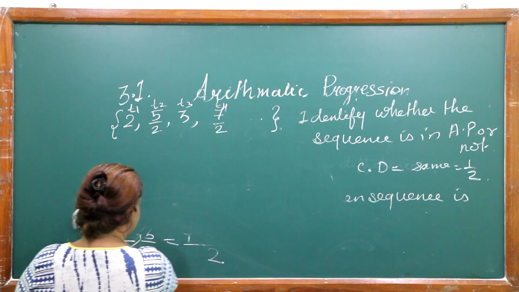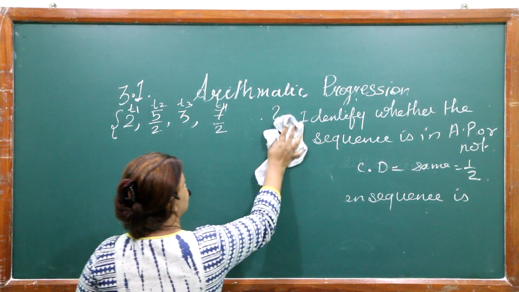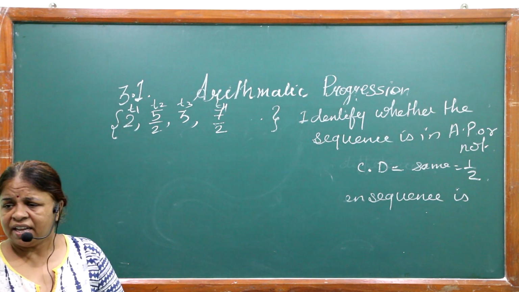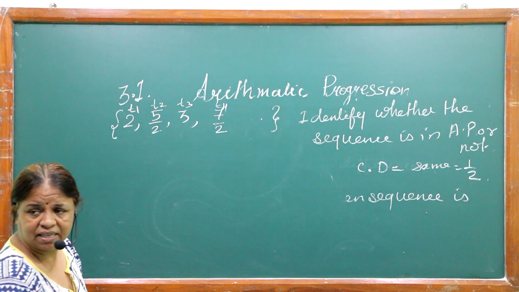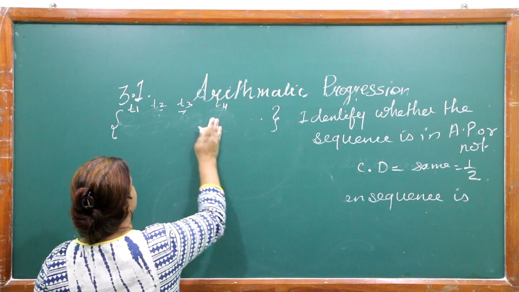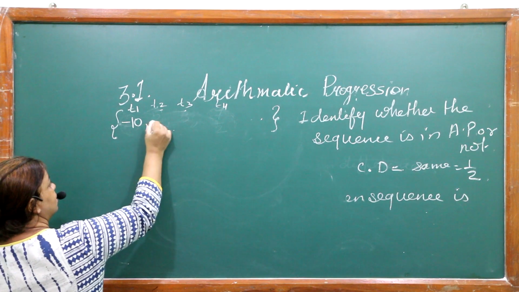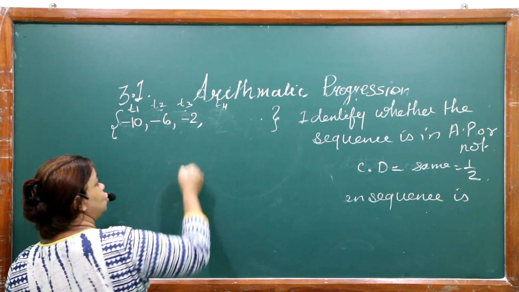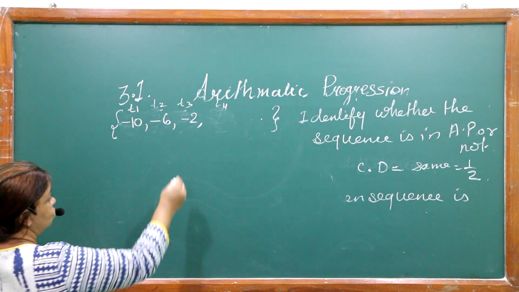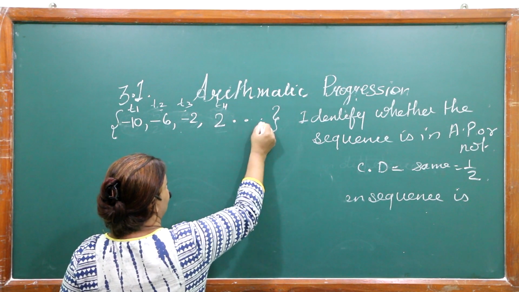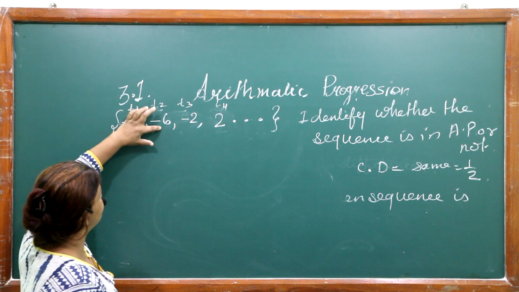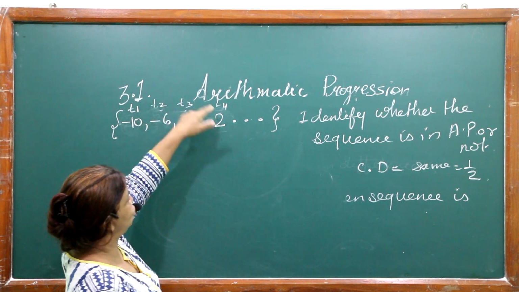Now the next sum. Today I'll be finishing one exercise. The next sum is minus 10, minus 6, minus 2. Let me write it here. Minus 10, minus 6, minus 2, then 2 and so on. Again, term 1 is minus 10, term 2 is minus 6, term 3 is minus 2.